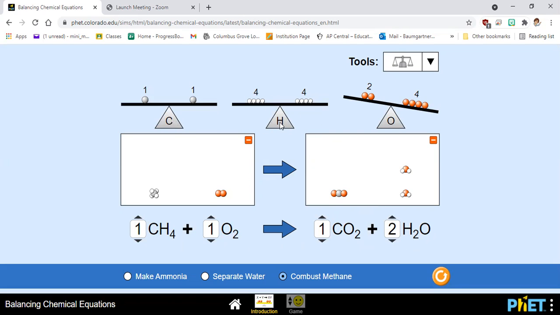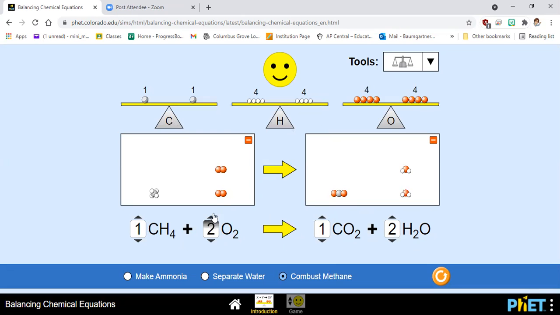So now my carbon's balanced, my hydrogen's balanced. But on this side, I have 1, 2, 3, 4 oxygen, and on this side, I only have 2. When I increase this to 2, it adds another molecule of oxygen and it balances me out. So now I have 1 carbon on the left and the right. I'm sorry, 4 hydrogens. Here I've got 4 hydrogens. Here I've got 2 times 2 is 4 hydrogens.